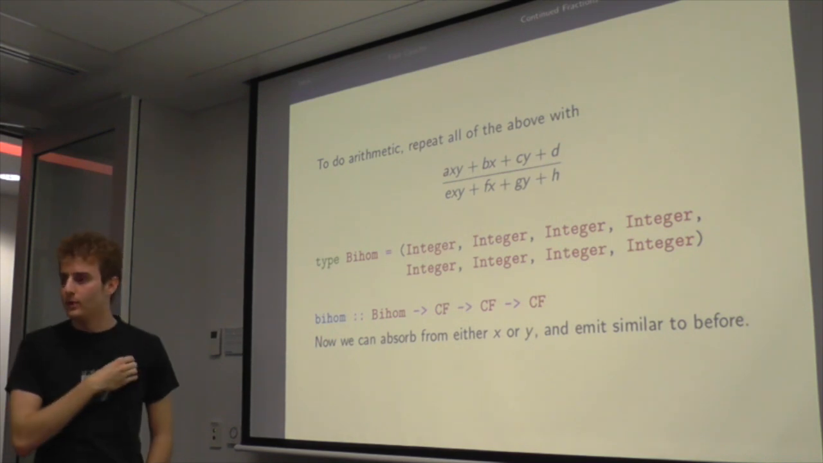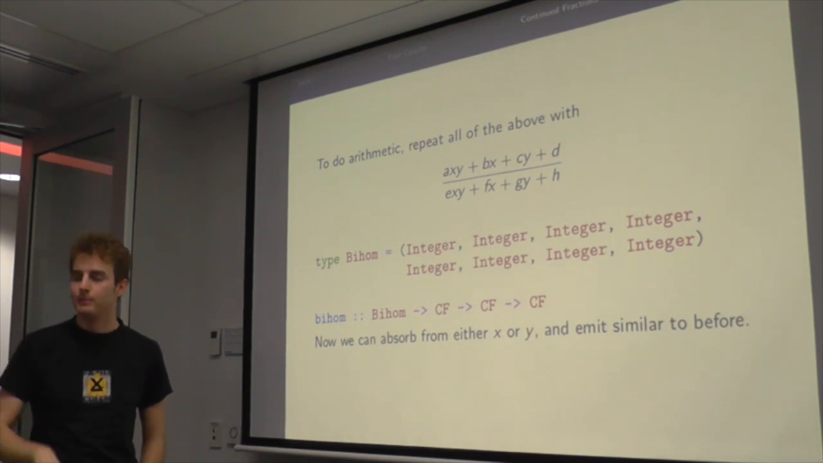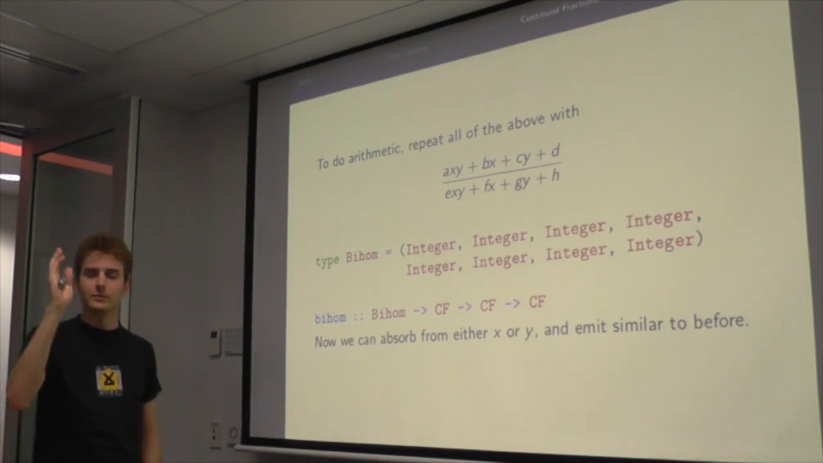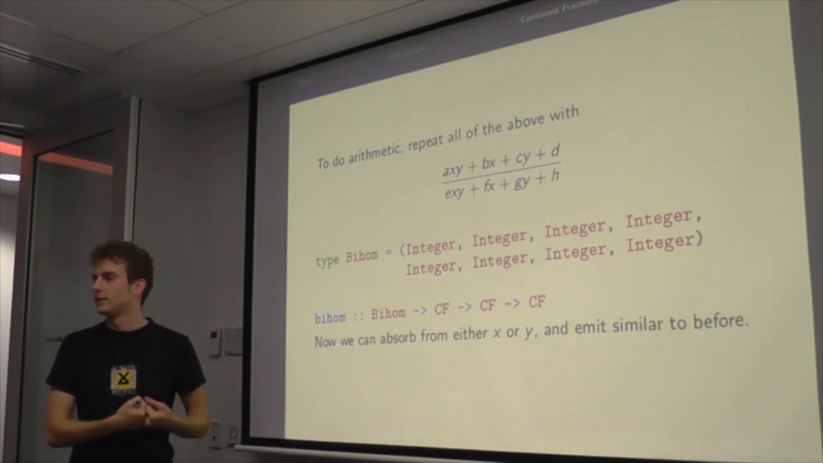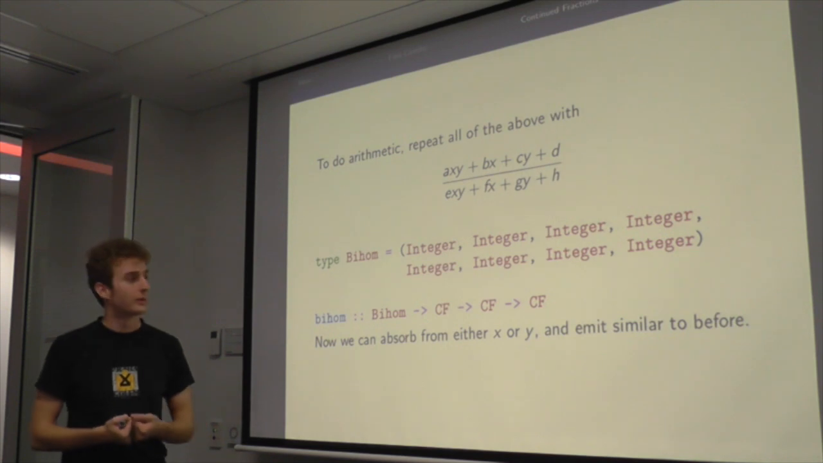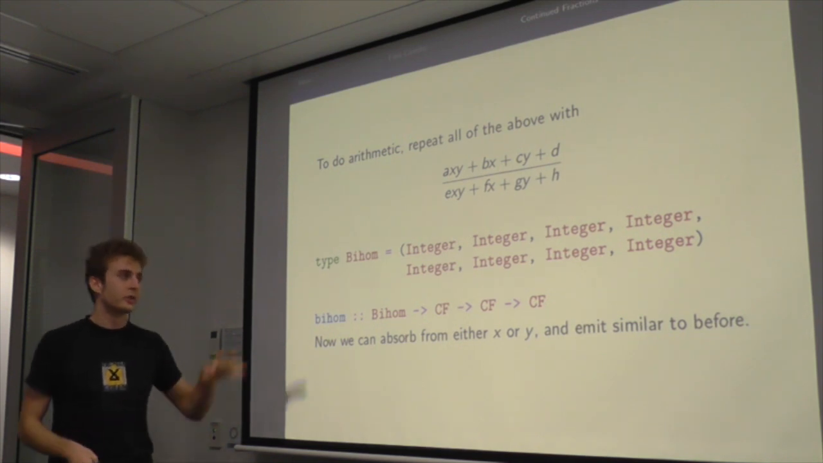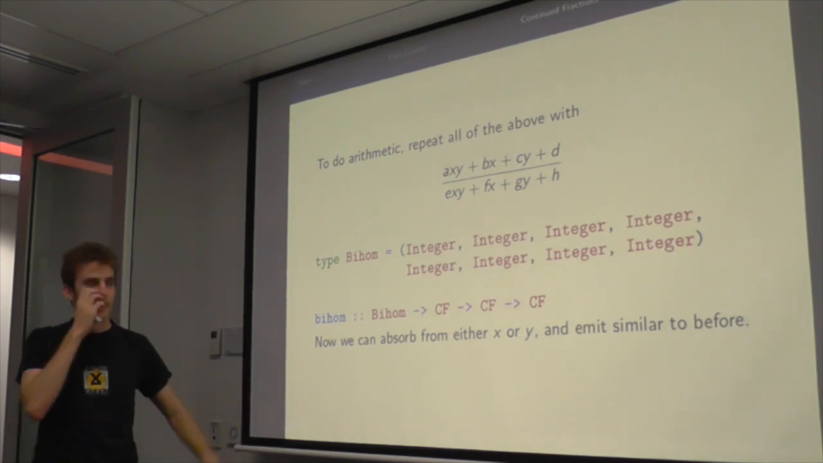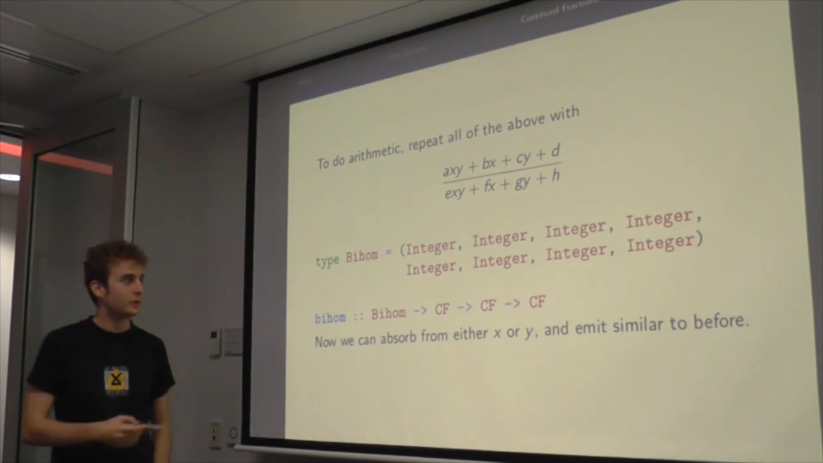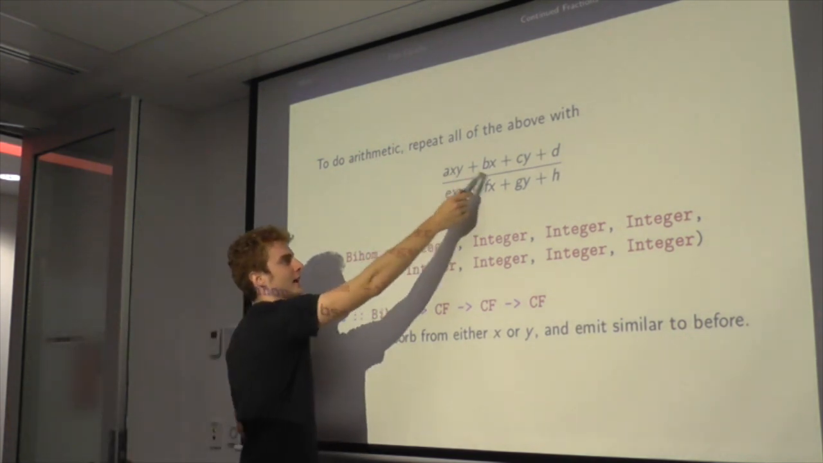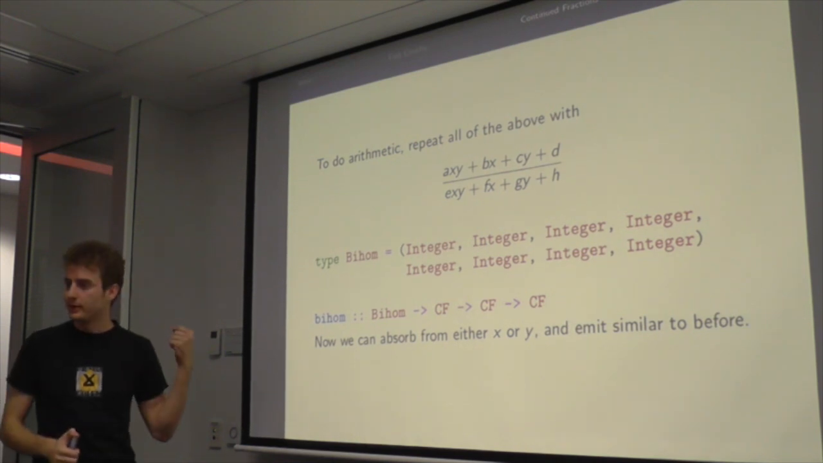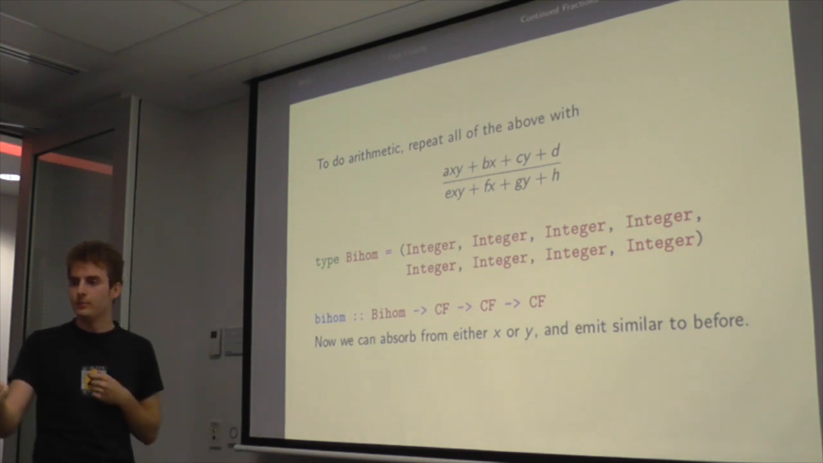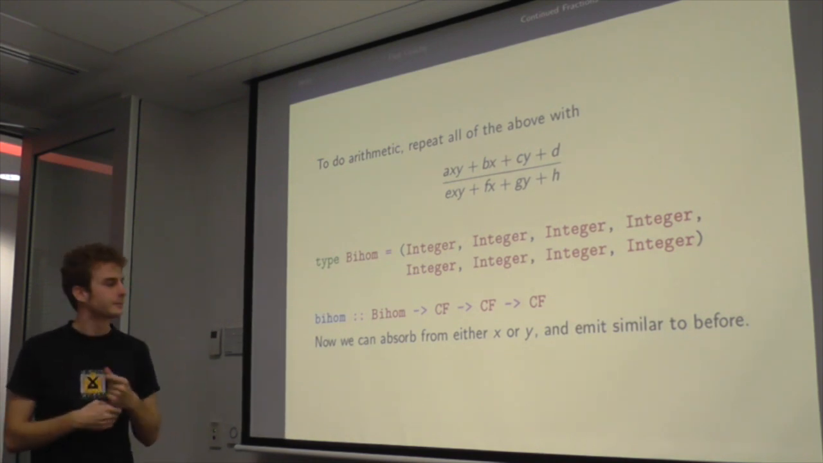So using the homograph from before, we can do basic stuff with our continued fractions. Like we can multiply them by some number, we can add some rational number to them. But what we really want to be able to do is take two continued fractions and combine them in some way. So we want to add them, or multiply them, and so on. So what we do is all the stuff I did in the previous slides, which I won't do again, obviously. But we do it to this new function here, which has both x terms and y terms. So exactly the same as before, we can emit a term out the front, or we can absorb from x, or we can absorb from y. But otherwise, it works pretty much the same way.